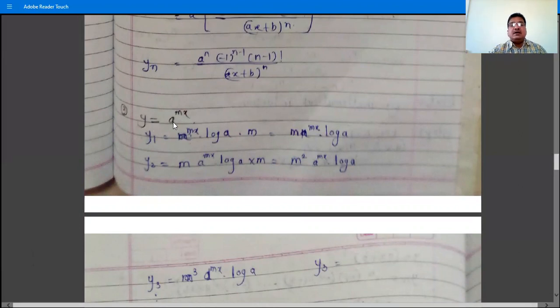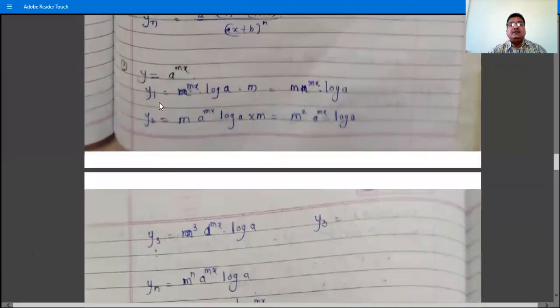Then y is a raised to mx. Then find yn. So y1 is a raised to mx into log a, into the derivative of mx, which is m. What is the derivative of a raised to x? A raised to x into log a. And here it is a raised to mx. So the derivative is a raised to mx into log a into the derivative of mx, which is m. So m a raised to mx log a.